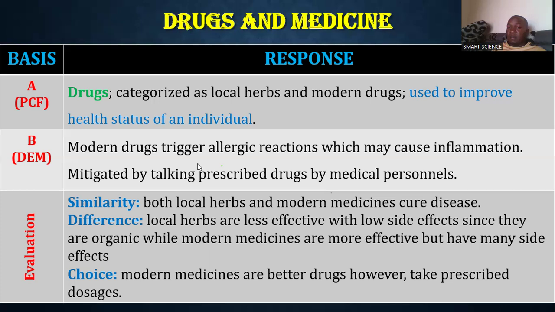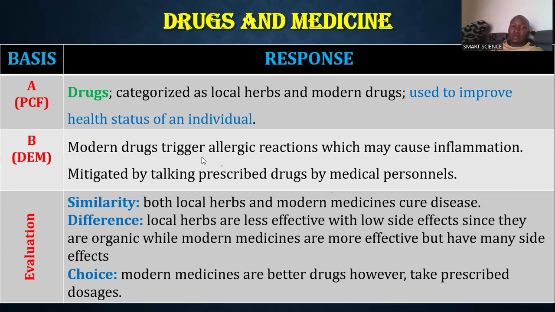When we look at the differences, local herbs are less effective with low side effects, while modern drugs are more effective, however associated with quite a number of side effects. When it comes to choice, we would prefer modern medicines because they are better in function. However, we encourage you to take prescribed dosages to minimize the side effects of such drugs.